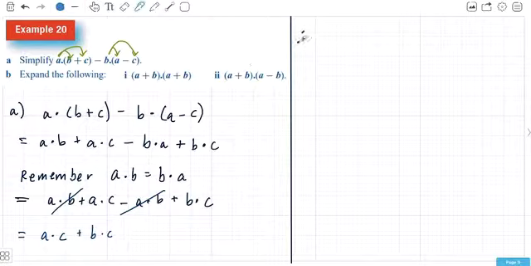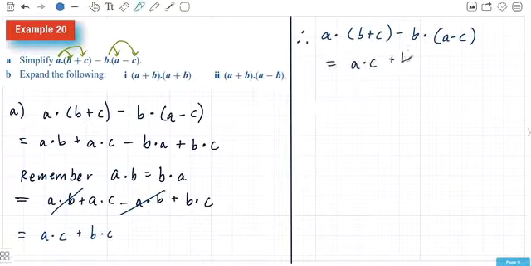To finish it off, it's a nice idea to just write out again what you had, which was a dot (b plus c) minus b dot (a minus c), which equals a dot c plus b dot c. And that's all we need to do.